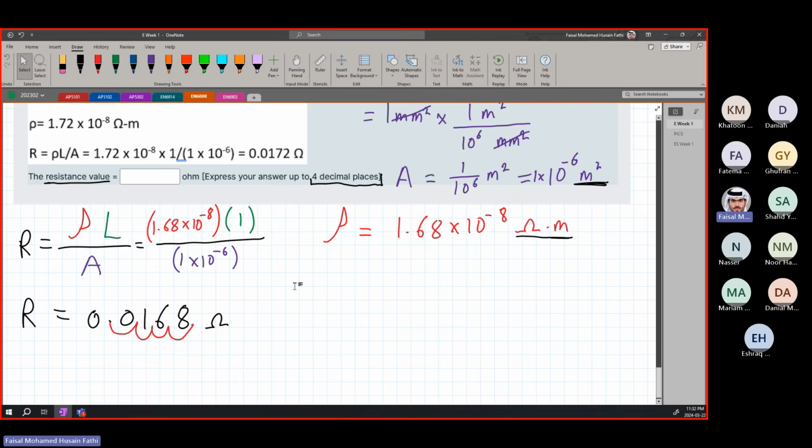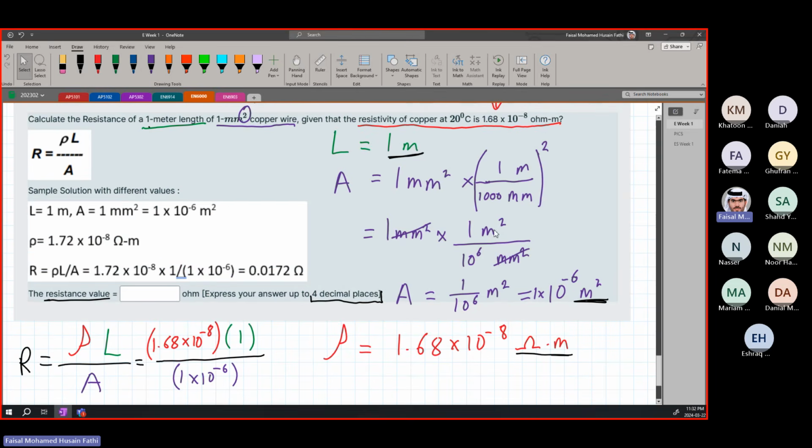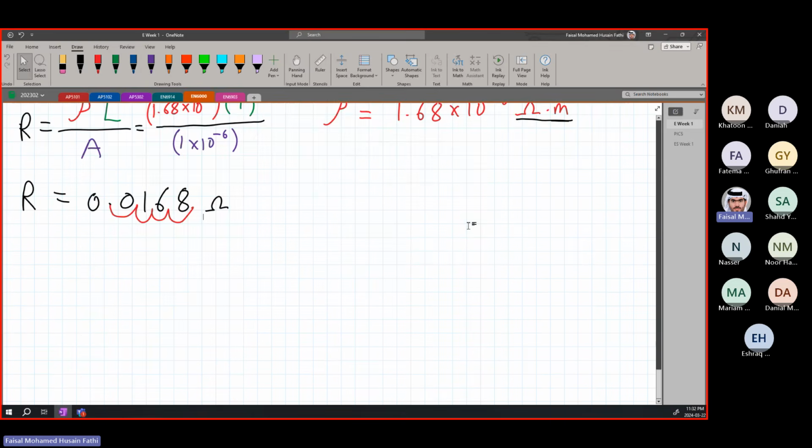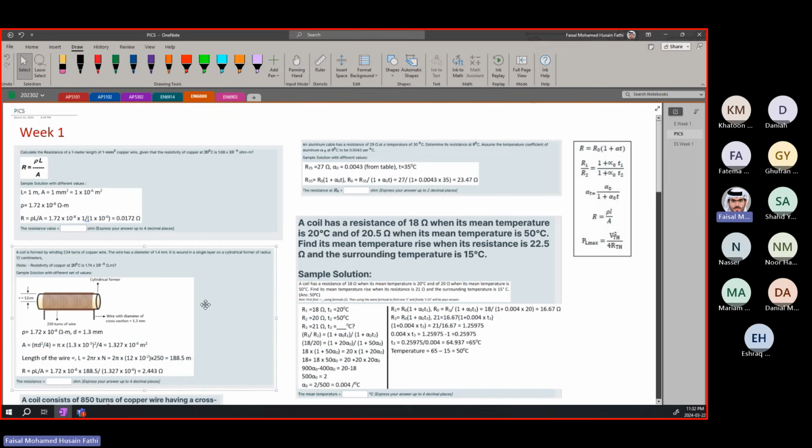Any questions so far? Is the conversion clear? The actual solving is easy. The mix-up is going to happen in the conversion, so make sure you understand how to convert your units. This is the most important thing in the exam. All right? Let's move on to the next question.